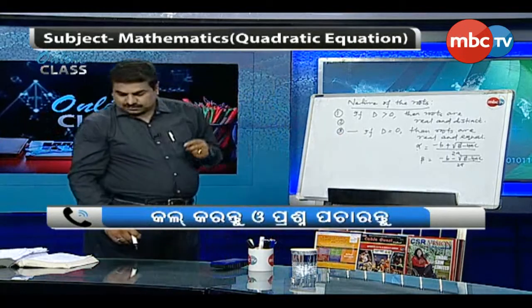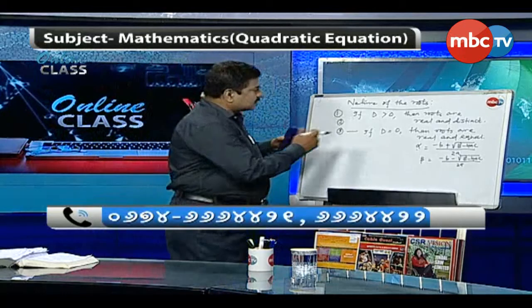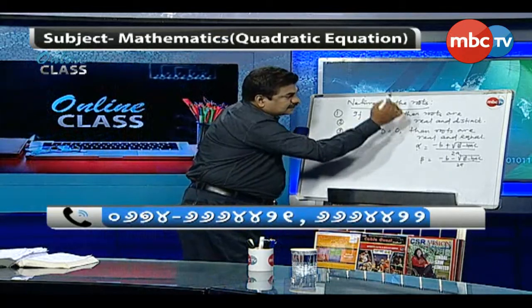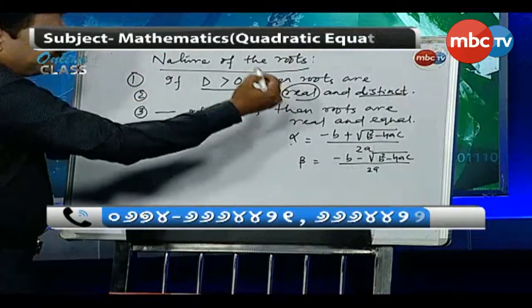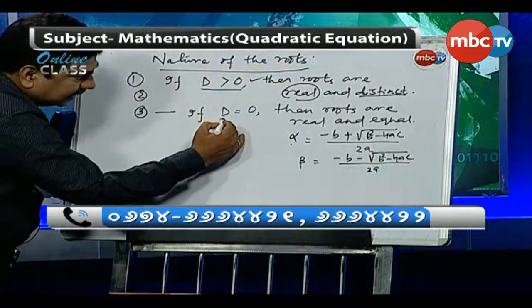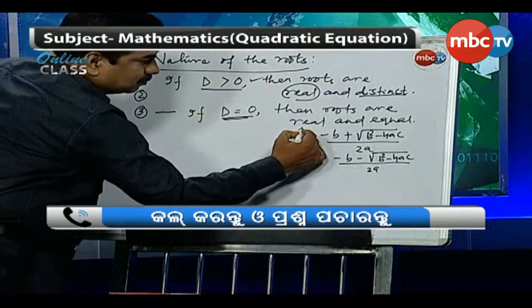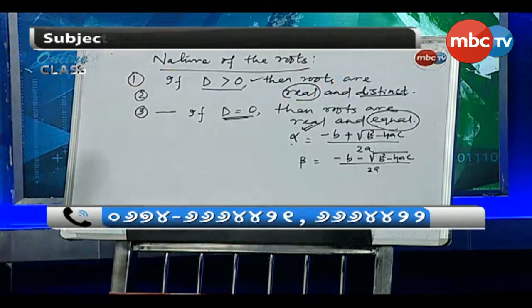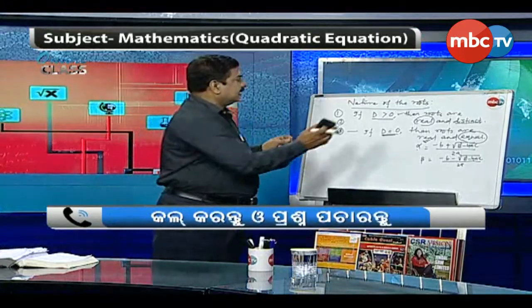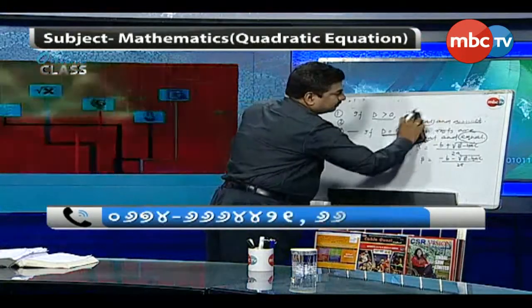I will solve one question regarding this. Here you see, if d is greater than 0, then the roots are real but distinct, different or unequal. If d is equal to 0, then the roots are real and equal. So, I will solve one question regarding this.